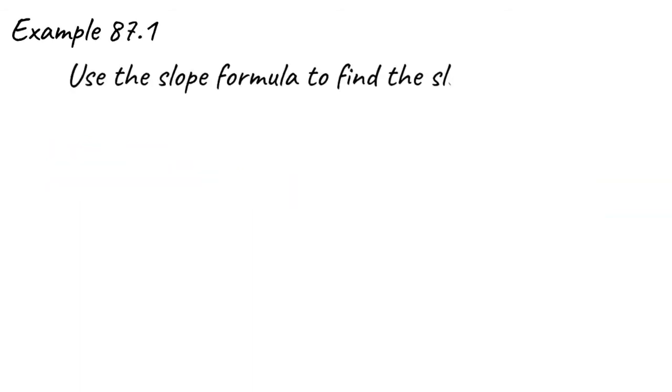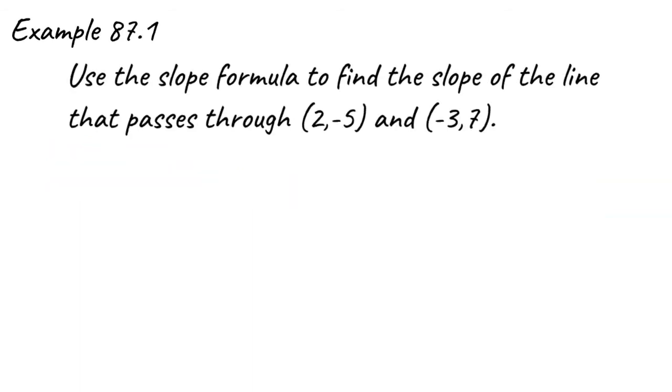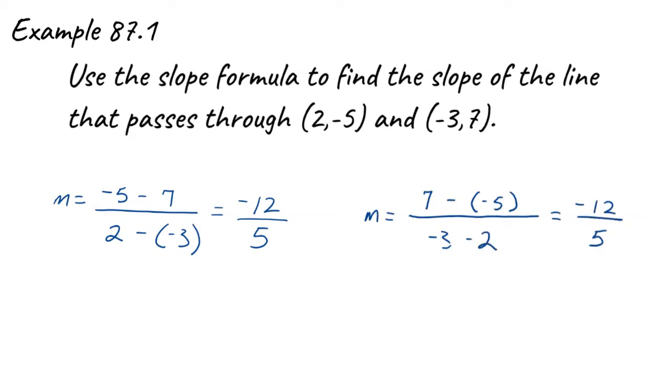So in example 87.1, we're going to use the slope formula to find the slope of the line that passes through 2, -5 and 3, -3 and 7. First we're going to pick one of the points, 2 and -5, as our point 1, and we'll use the other point as point 2, and we get -12 over 5. And you see when we swap the points and we use the second point as point 1 and the first point as point 2, we still get the same slope. So you see it doesn't matter which point you choose as point 1. What matters is that the x and y are from the same point for each position.